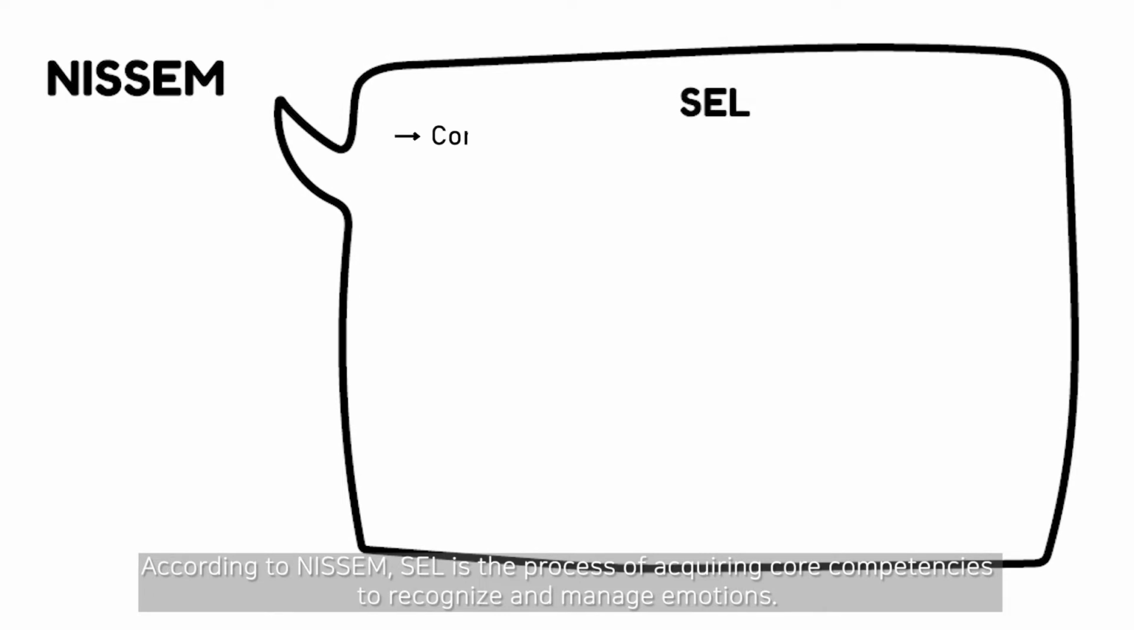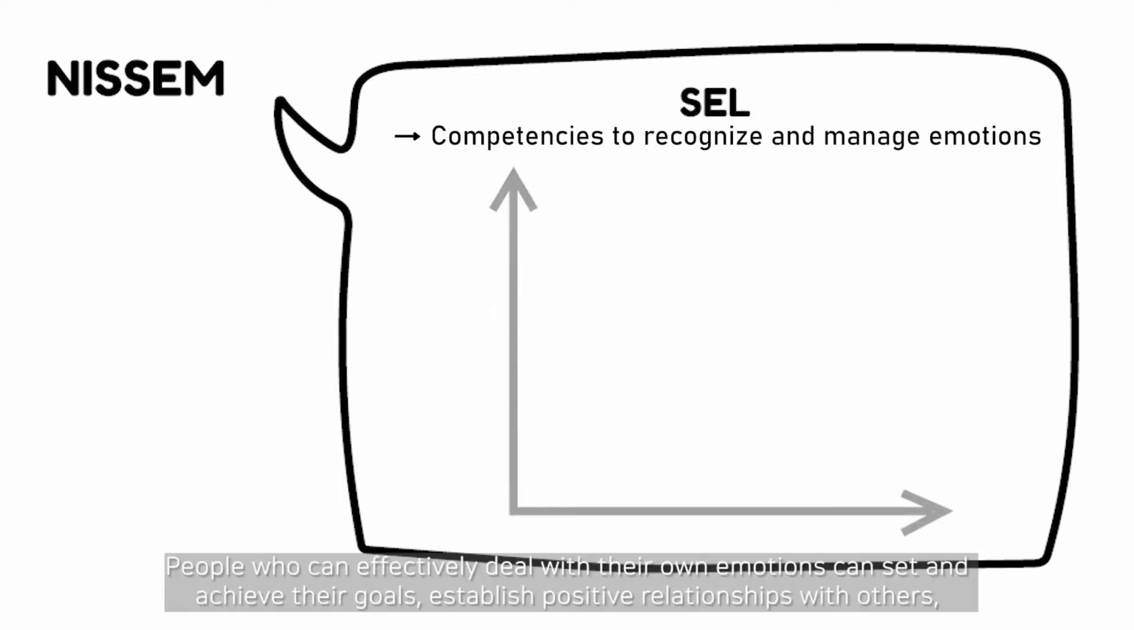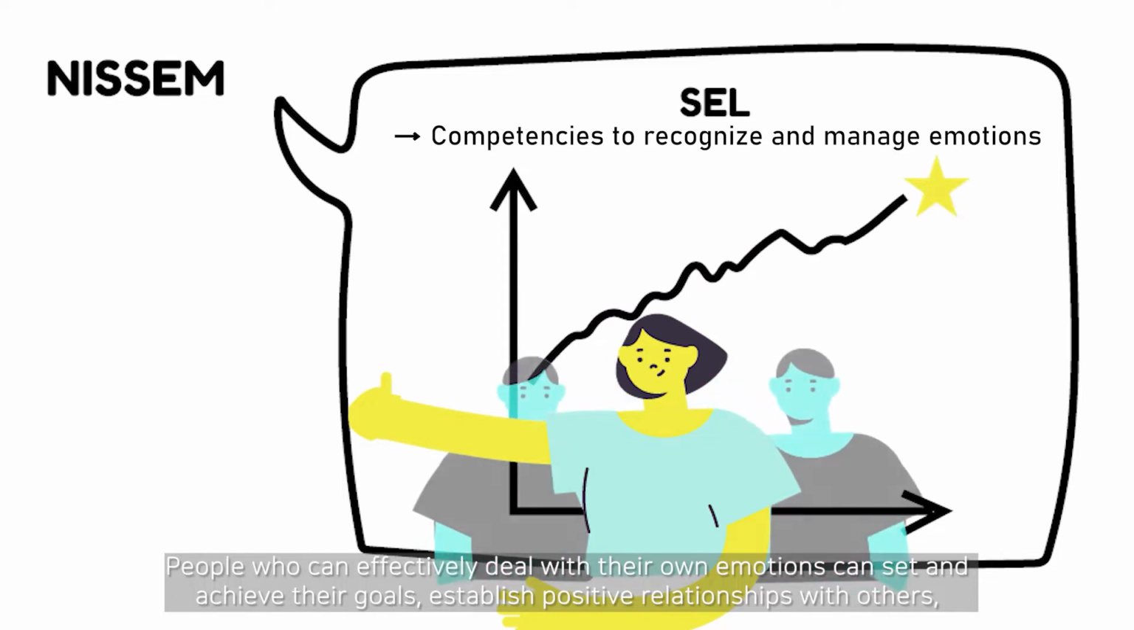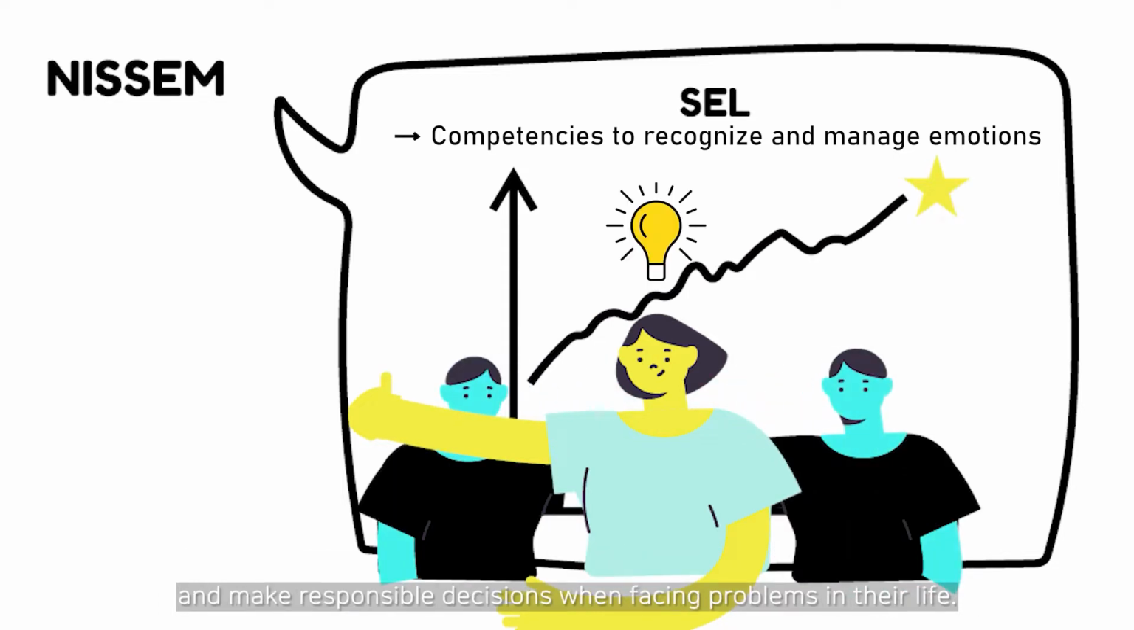explain SEL. According to NISM, SEL is the process of acquiring core competencies to recognize and manage emotions. People who can effectively deal with their own emotions can set and achieve their goals, establish positive relationships with others, and make responsible decisions when facing problems in their life.